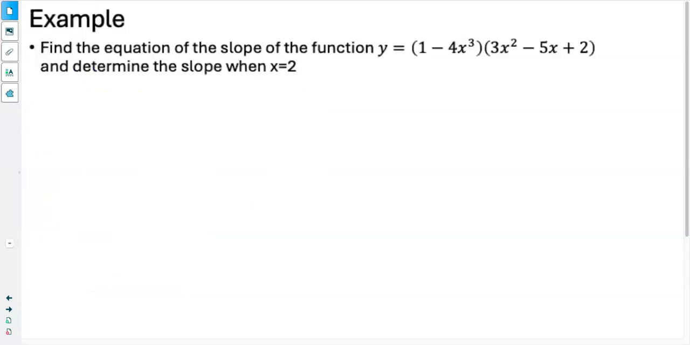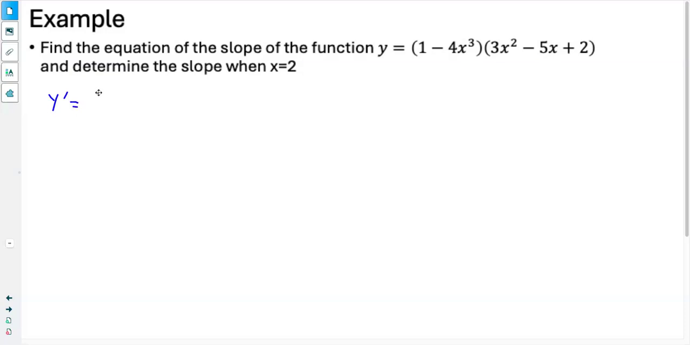Okay, next example, we want to find the equation of the slope of a function y equals (1 minus 4x cubed) times (3x squared minus 5x plus 2) and determine the slope when x equals 2. So right away we can see we are using our product rule still because we have one function times another function.